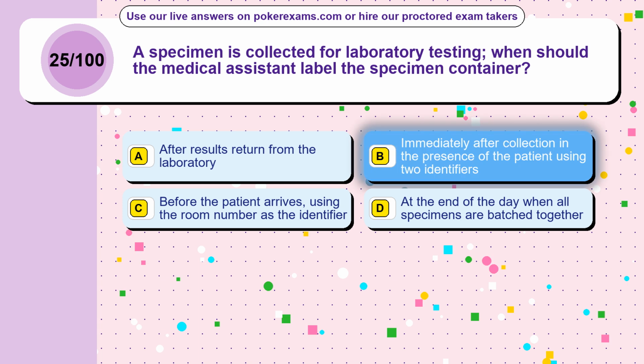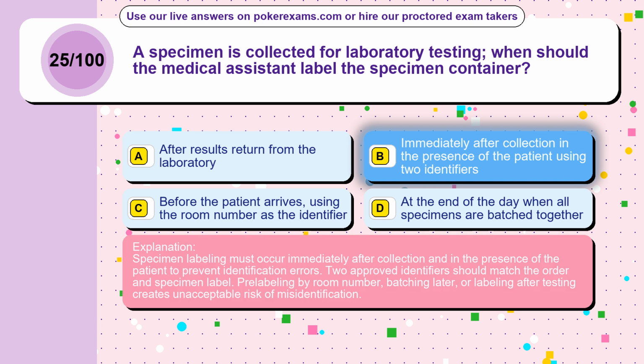Immediately after collection in the presence of the patient using two identifiers. Specimen labeling must occur immediately after collection and in the presence of the patient to prevent identification errors. Two approved identifiers should match the order and specimen label. Pre-labeling by room number, batching later, or labeling after testing creates unacceptable risk of misidentification.